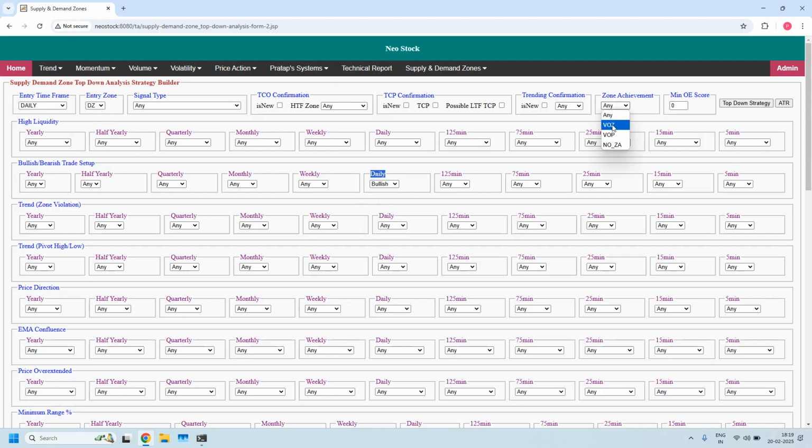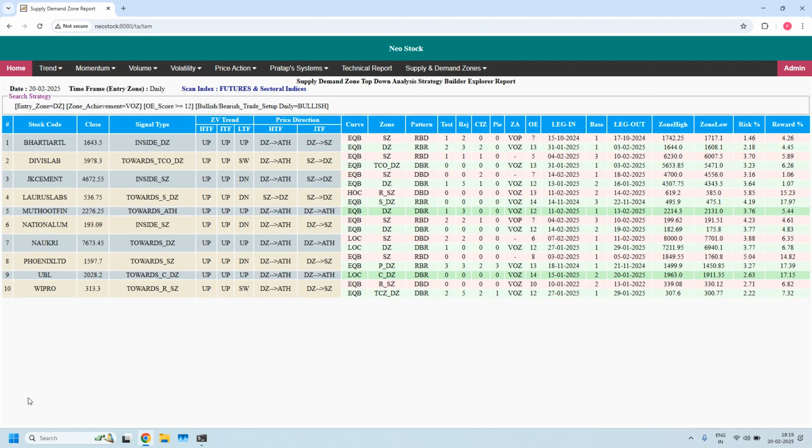And zone achievement, violated opposing zone, minimum odd enhanced score should be 12. And both the filters are applied to daily demand zone. So let's filter the stocks. We got 10 stocks. So these 10 stocks are currently supporting bullish trade setup for daily income trade. Out of these 10, we can further filter the stocks based on the zone confluence to find a little more high probability supported stocks.